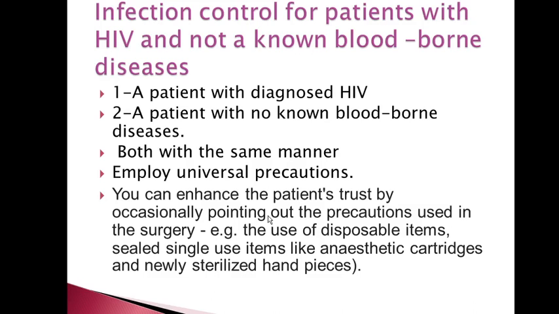You enhance the patient's trust by occasionally pointing out the precautions used in the surgery. For example, use disposable items, sealed single-use items like anesthetic cartridges, and newly sterilized handpieces. So this is really important. In this case, I want you to read more about this question. This question is an exam question, and I want you to read more about it, and we will try to make another video for it to go into more detail, to know exactly what should be done in the clinic for such precautions.